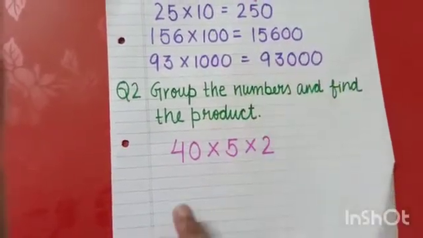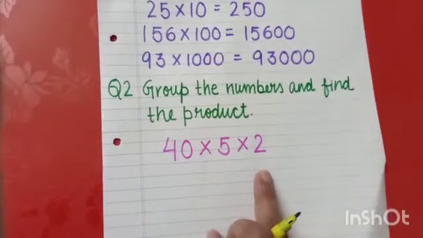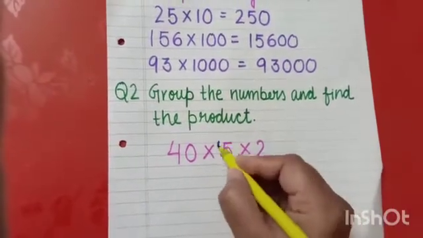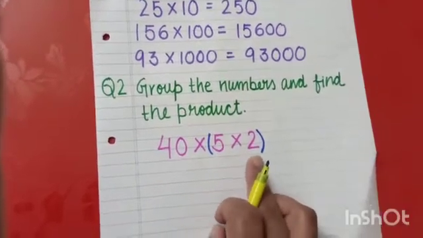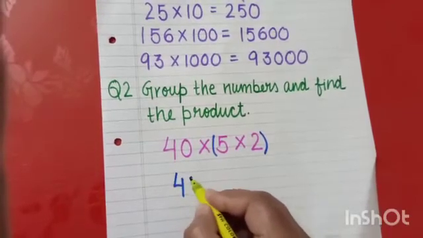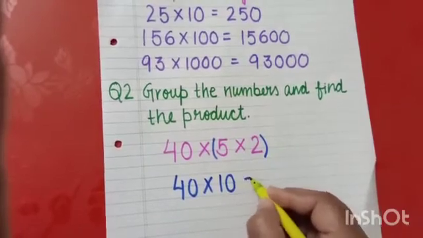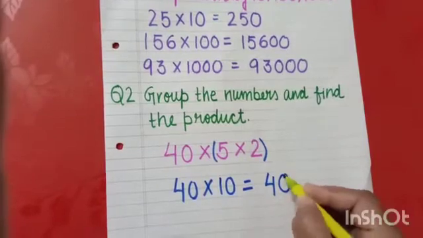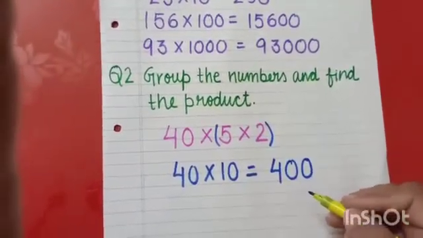So that is why here I will choose any two numbers to group with which our answer will become easy. So I have taken 5 and 2. See, 5 2s are 10. That is why I have chosen 5 and 2 to group. So when I am writing this, 40 into 5 2s are 10. So see, now 40 ones are 40 and 1 zero I'll add. So see, this makes the multiplication easy.